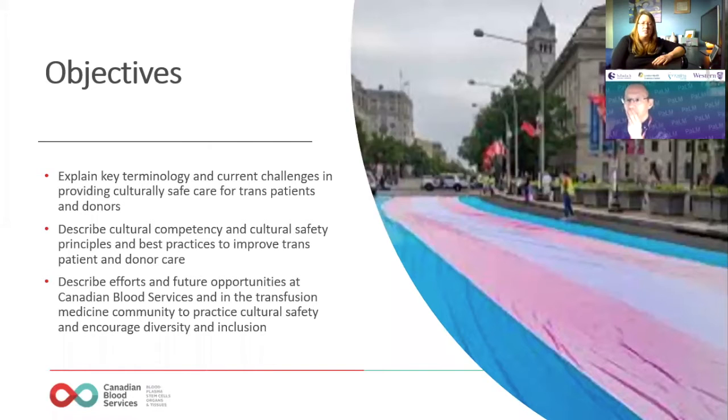So the objectives of this talk, we're going to talk about key terminology and current challenges in providing culturally safe care for trans patients and blood donors. And we're going to describe cultural competency and cultural safety principles and best practices to improve trans patient care and donor care. And then we're also going to talk about future opportunities at Canadian Blood Services and in the transfusion medicine community to practice cultural safety and to encourage diversity and inclusion.